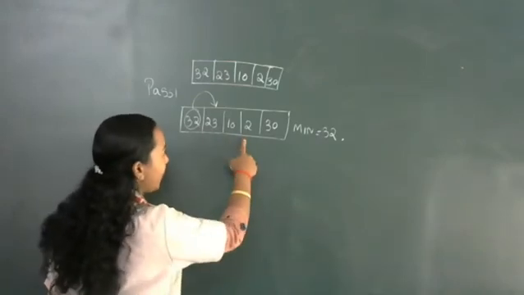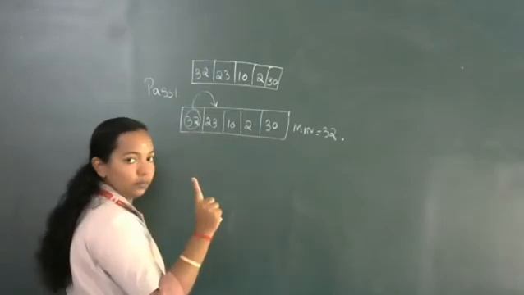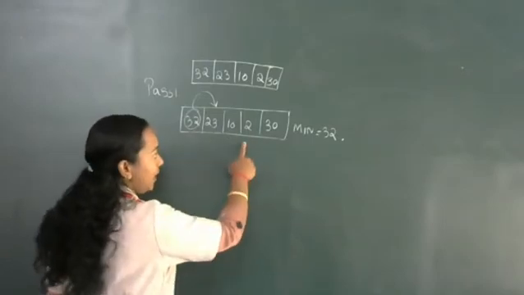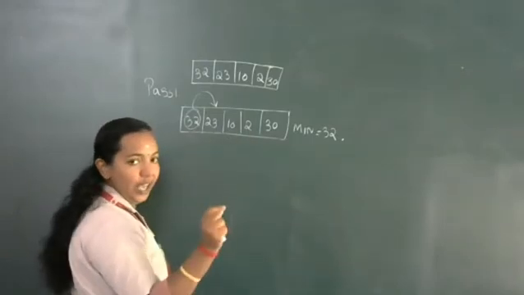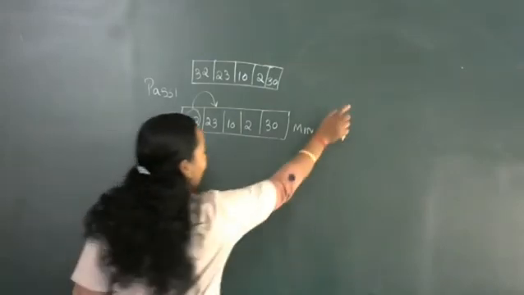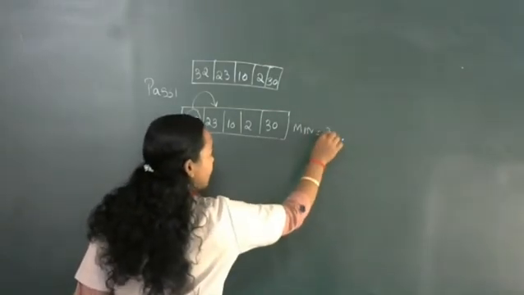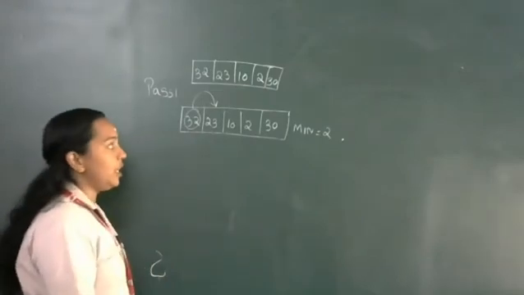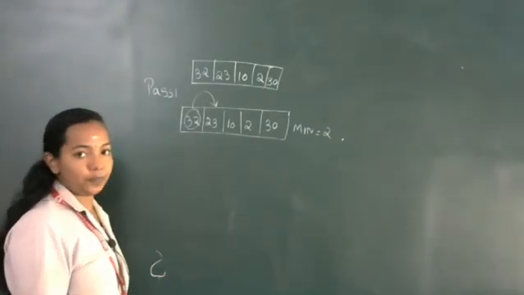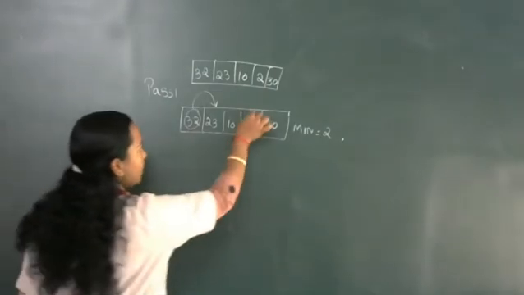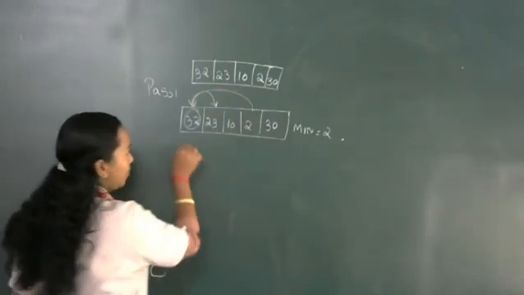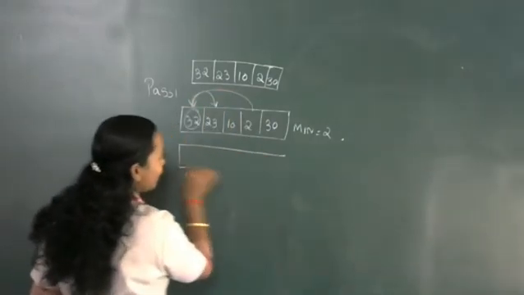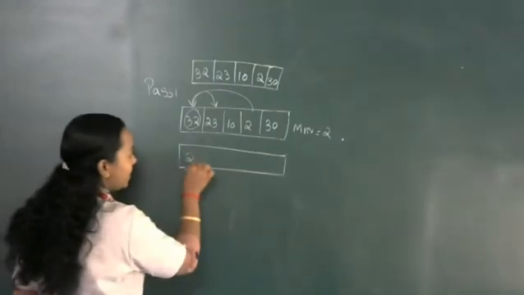Then again we will compare 10 with 2. Now 10 is the smallest value present. After the first pass we can find out the minimum value is 2, so we can replace this 2 with 32. So after the first pass we will get an array like this.